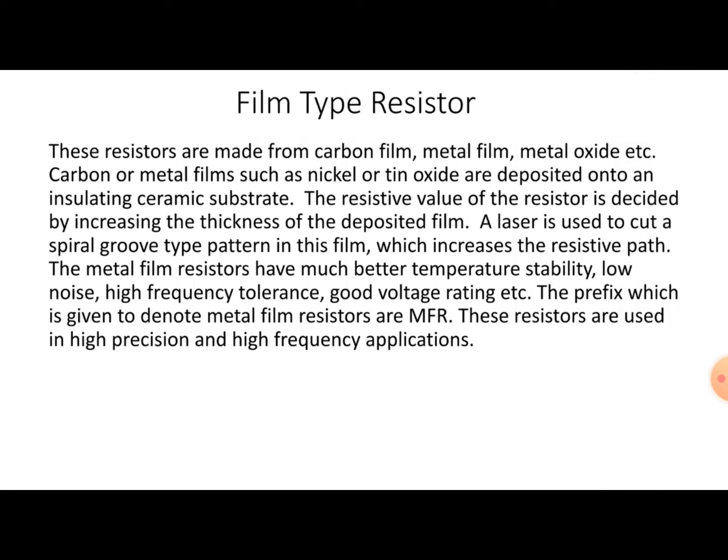Film type resistor. These resistors are made from carbon film, metal oxide, etc. Carbon or metal films such as nickel or tin oxide are deposited onto an insulating ceramic substrate. The resistive value of the resistor is decided by increasing the thickness of the deposited film. A laser is used to cut a spiral groove type pattern in this film, which increases the resistive path.